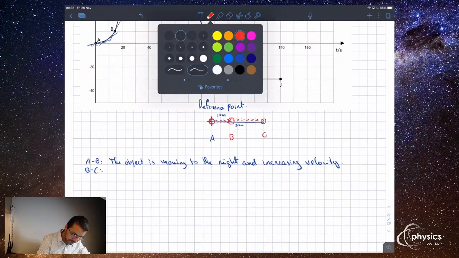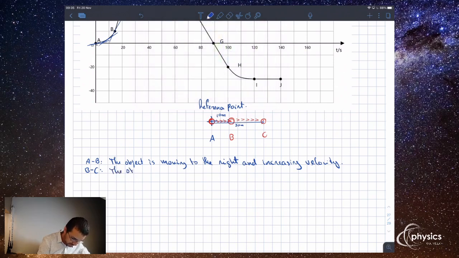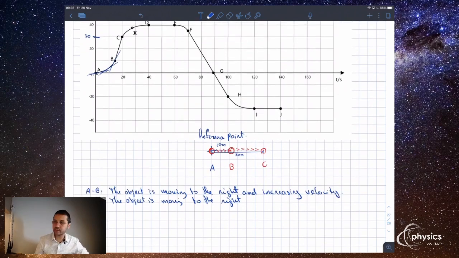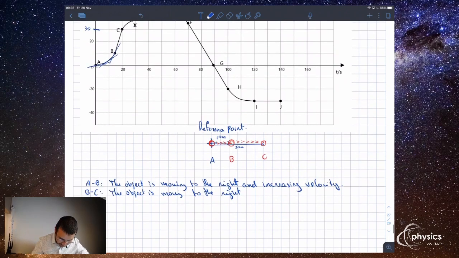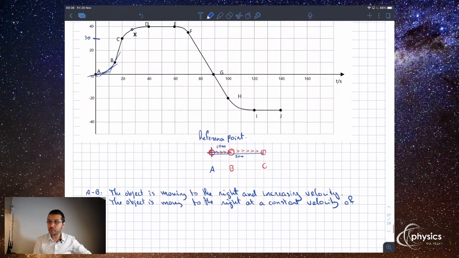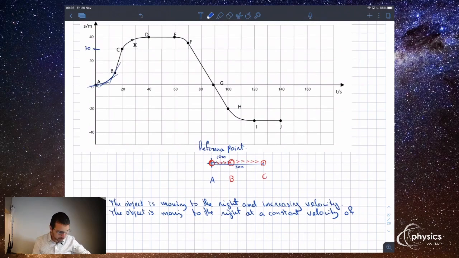Therefore, I can say the object is moving to the right. Now, between B and C, is the gradient changing or not? No, it's a straight line. Therefore, it is at a constant velocity, and we can calculate the velocity right away when it is constant. Let's do BC.